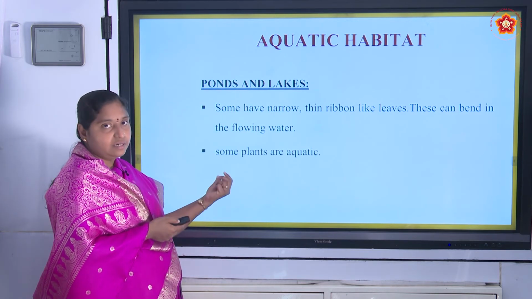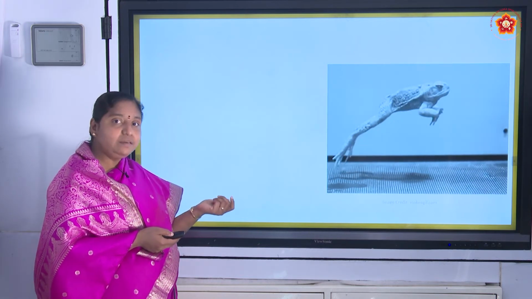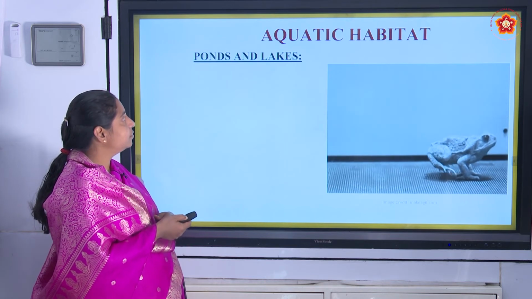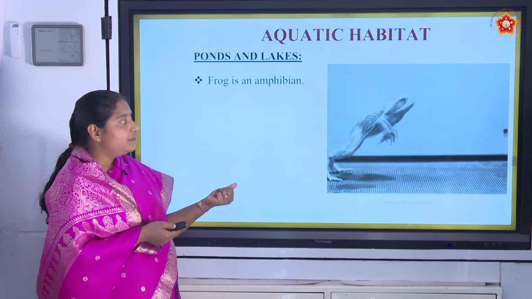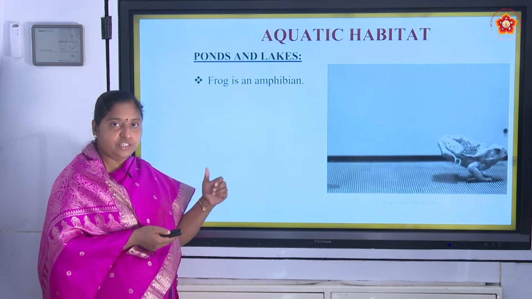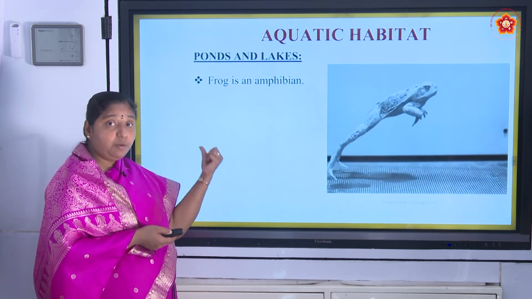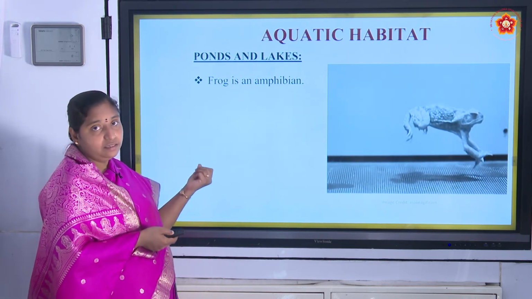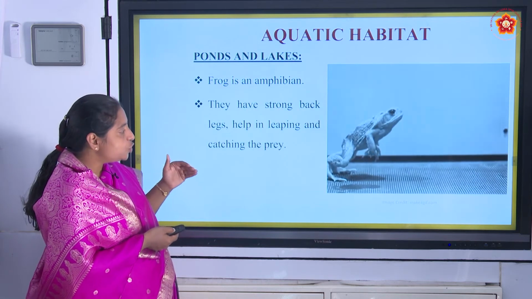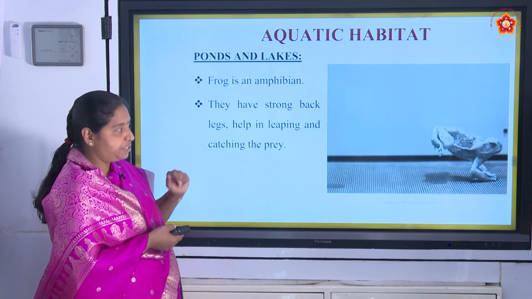Some plants are aquatic, we have seen. Now we will see some aquatic animals. Actually, the frog is an amphibian. It can live in water and it can live on the land also. Now we will see what the adaptations are when it is inside the water. They have strong back legs for leaping and catching the prey.